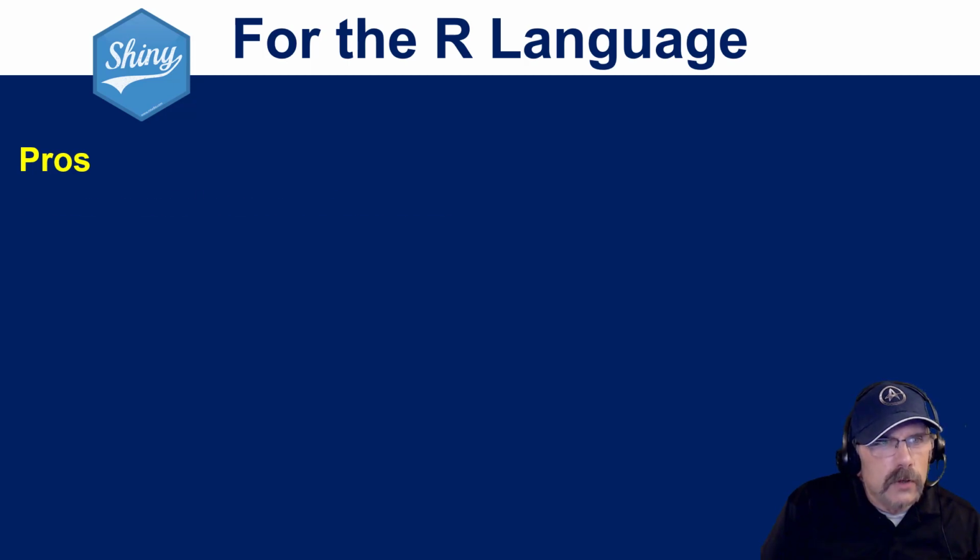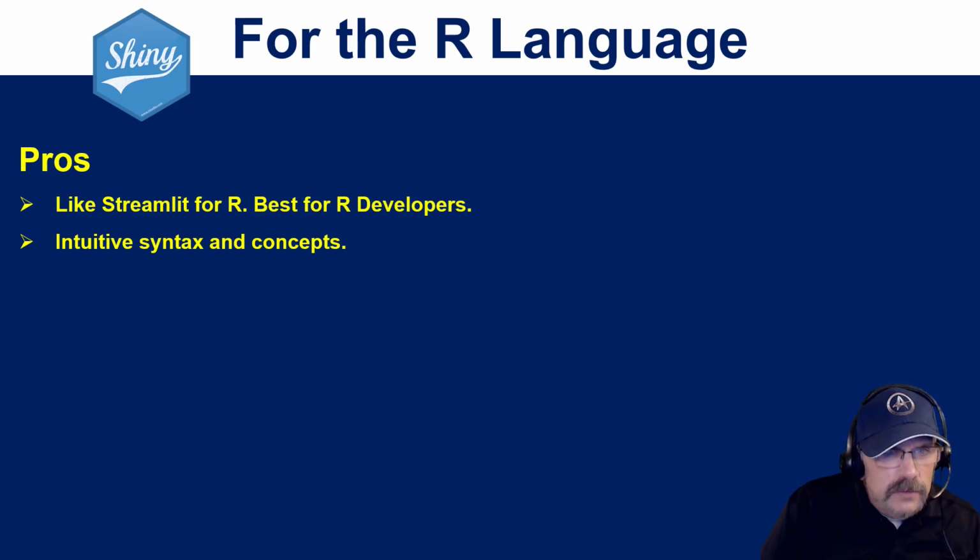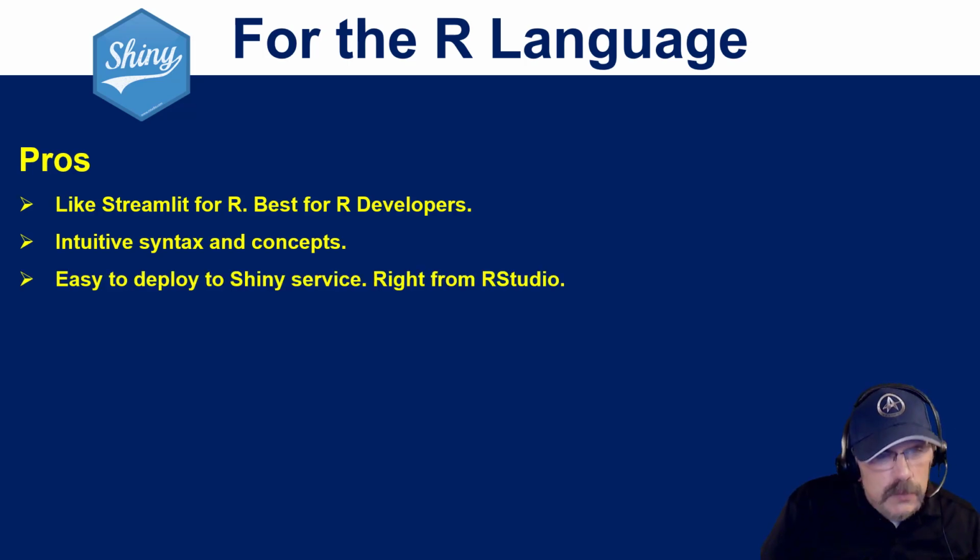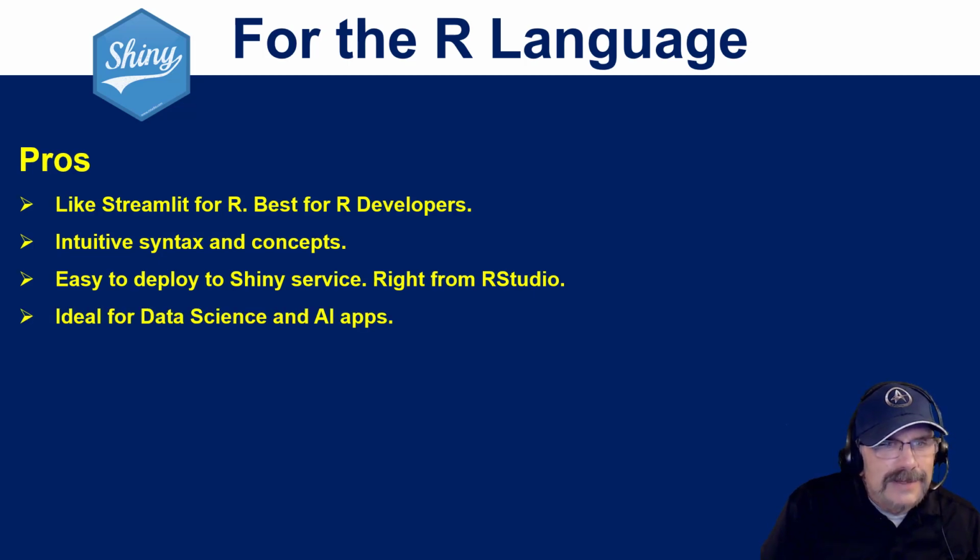Let's talk about the pros. Well, like Streamlit for R, it's best for R developers. It has intuitive syntax and concepts. It's super easy to deploy to the Shiny service and you can do it right from RStudio. Ideal for data science and AI apps. And those are really the takeaways I want you to have there.